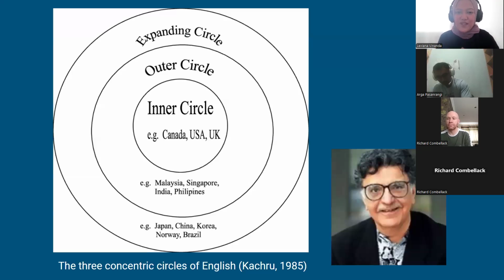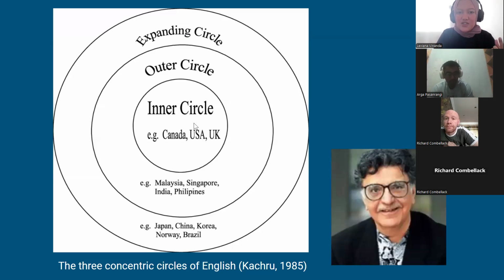Professor Kachru, in 1995, came up with this three concentric circles of English. If you look at this circle, which I think is one of the earliest versions, please correct me if I'm wrong. But I think this is one of the earliest versions of the circle.